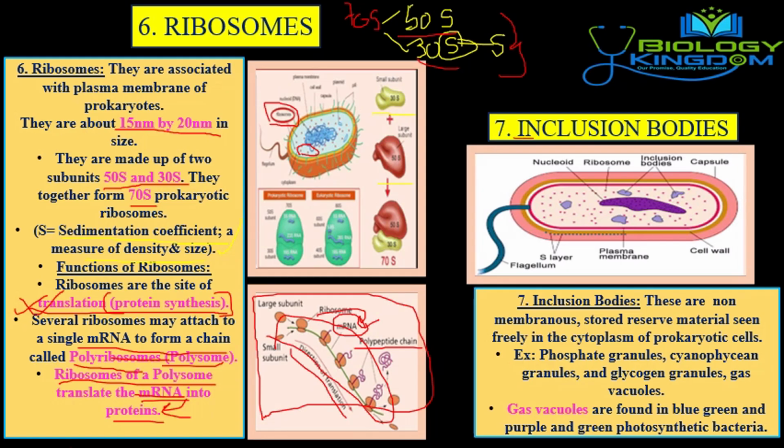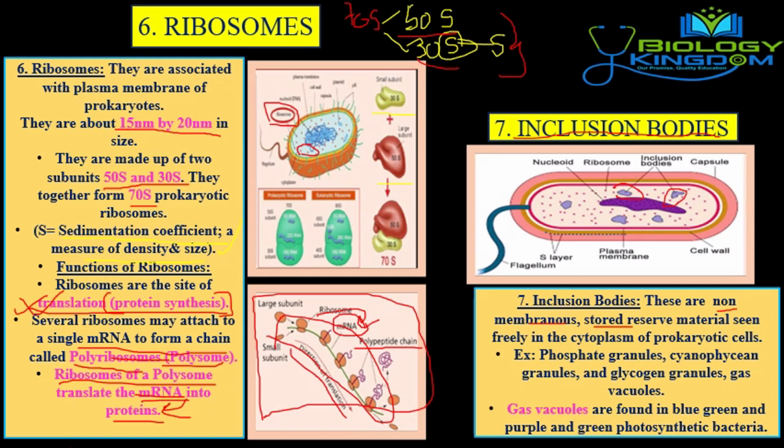So moving on to the next cell component, that is the inclusion bodies. Inclusion bodies are very small and minute structures. These are the inclusion bodies which are present inside the cell. These are generally non-membranous, so they lie very much in the inner layer of the cell. That is the reason they do not have any kind of membrane.